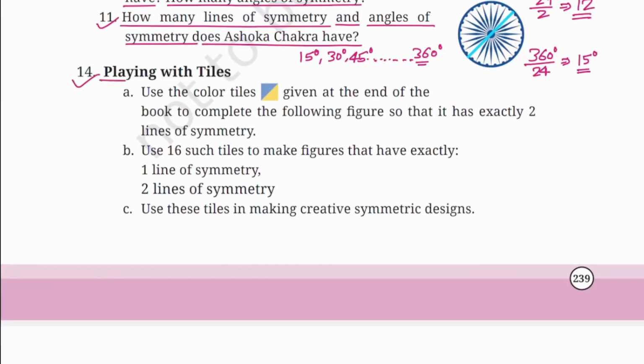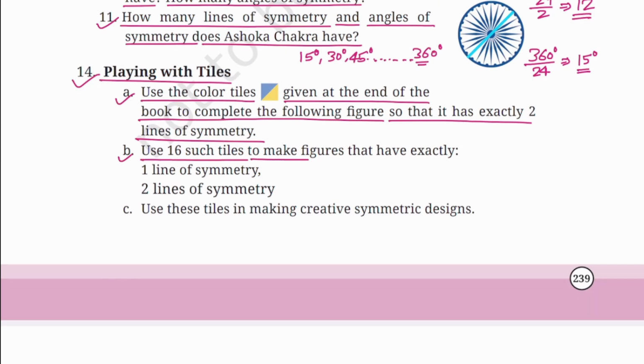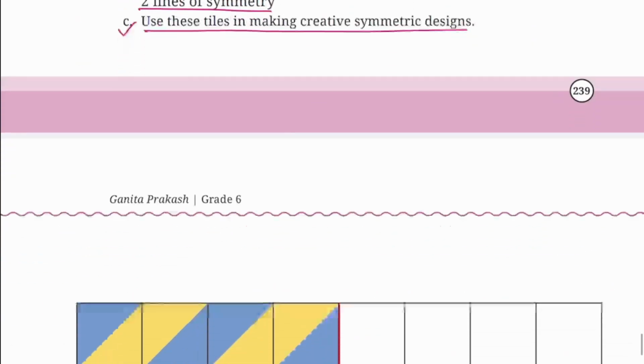14. Playing with tiles. A. Use the color tiles given at the end of the book to complete the following figure so that it has exactly 2 lines of symmetry. B. Use 16 such tiles to make figures that have exactly 1 line of symmetry, 2 lines of symmetry. C. Use these lines in making creative symmetric designs. You can see tiles here.